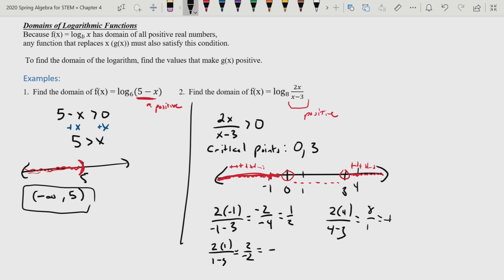If I write this domain in interval notation starting from the left, I have negative infinity up to 0, not including that 0. And then from here I have 3 up to infinity, not including either. And I want both of these regions, so I take the union. That's the domain.